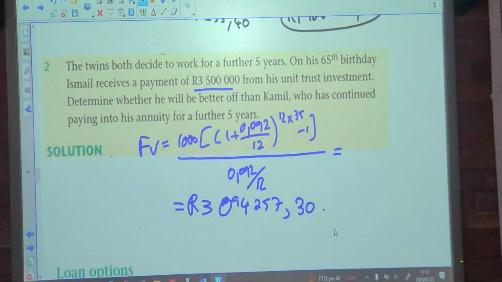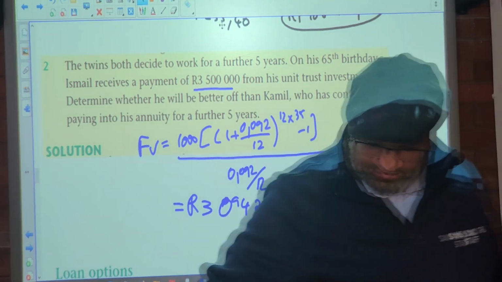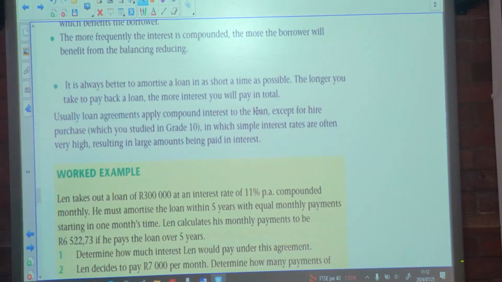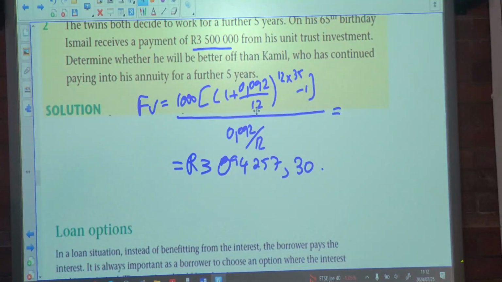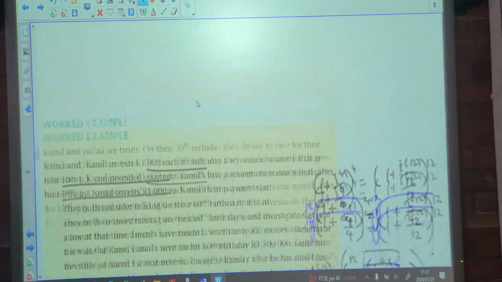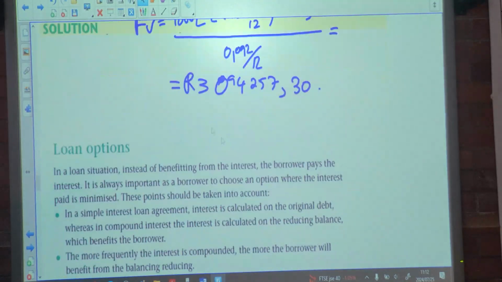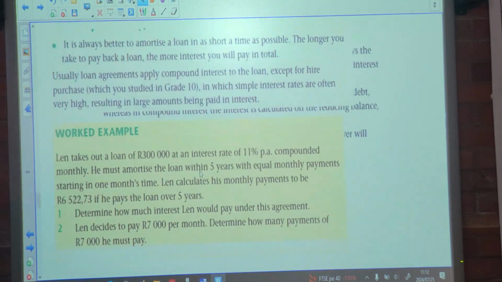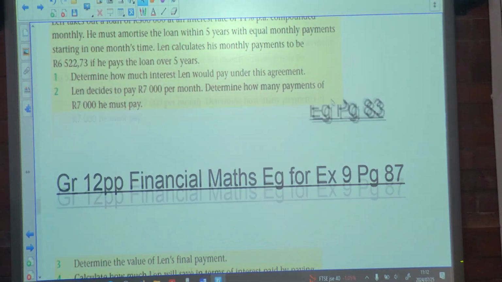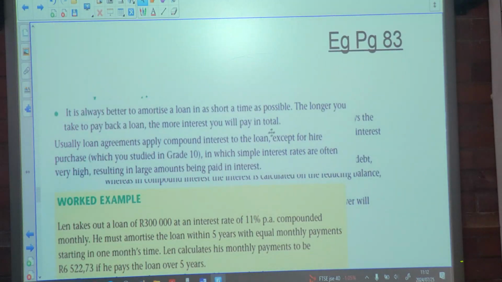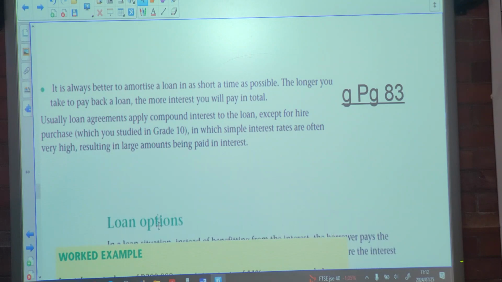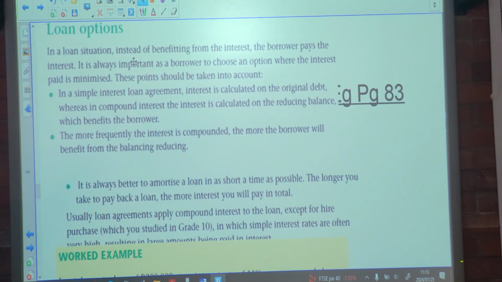Alright. Okay, so I thought we were done, but we were not. So loan options. Okay, so as we said initially, if hey, where's my marker? Oh yeah. Okay. So loan options.